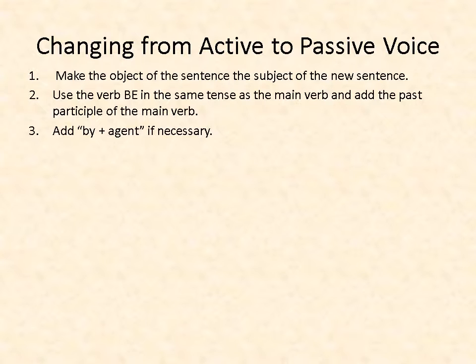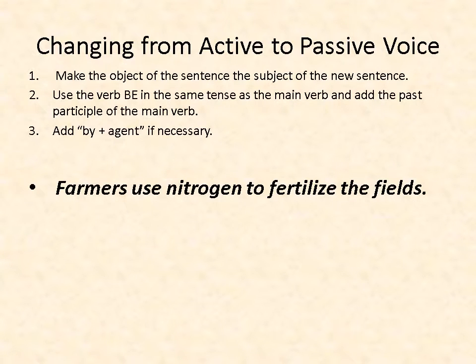So let's change another one from the active to the passive voice. Farmers use nitrogen to fertilize fields. The verb is use, and it's in the simple present tense. The object is nitrogen. That will be the new subject of the sentence, so we begin with nitrogen. Then we need the verb be in the simple present tense, because use is in the simple present tense.